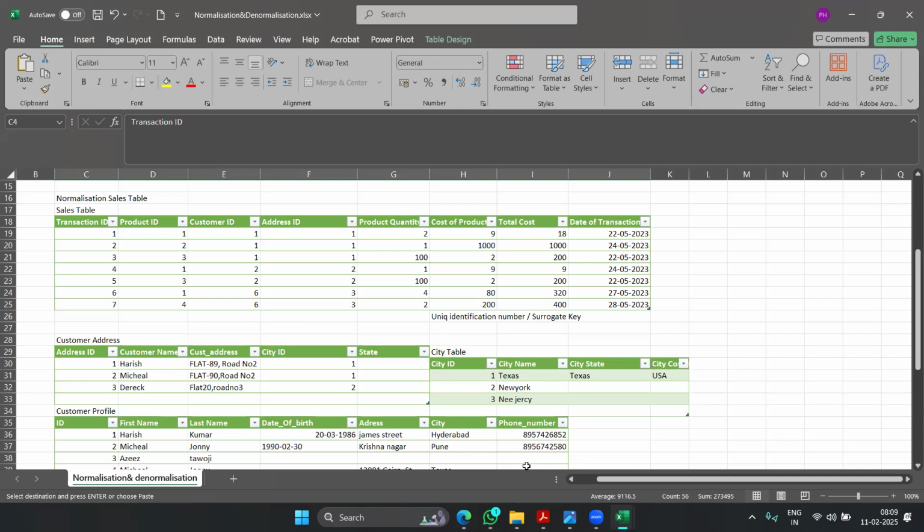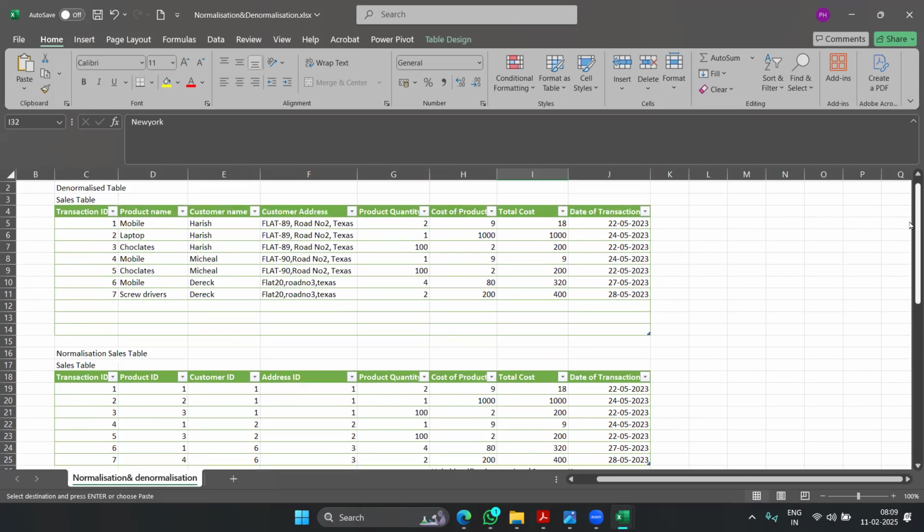Okay. And wherever you have this kind of multi-relation, we call it a snowflake schema. When you have a multi-level relation, it is called a snowflake. Okay. So that is one thing. Are we clear with the normalization and denormalization concept?